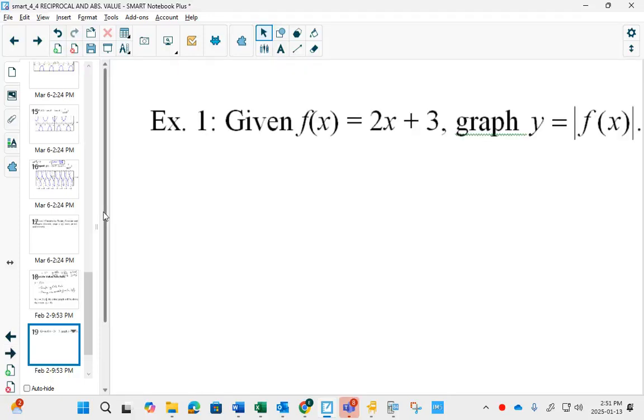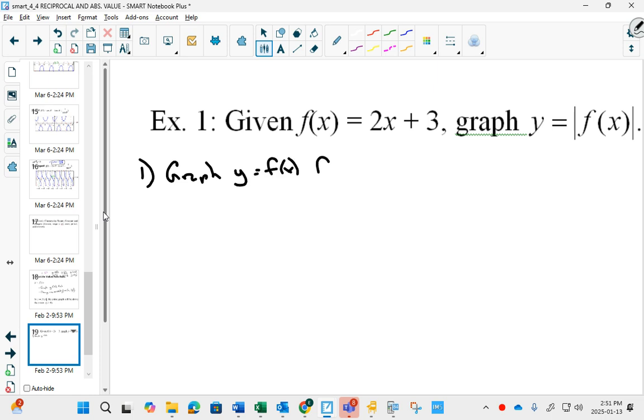Given f of x equals 2x plus 3, we want to graph the absolute value of f of x. And we're going to do it with our new technique. So our new technique is one, we're going to graph y equals f of x first. And I'm going to put in brackets, it's going to be really important that we label the x-intercept.